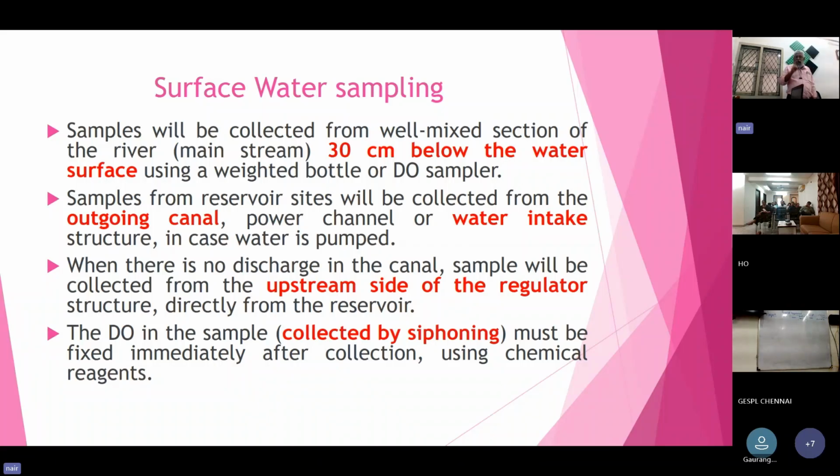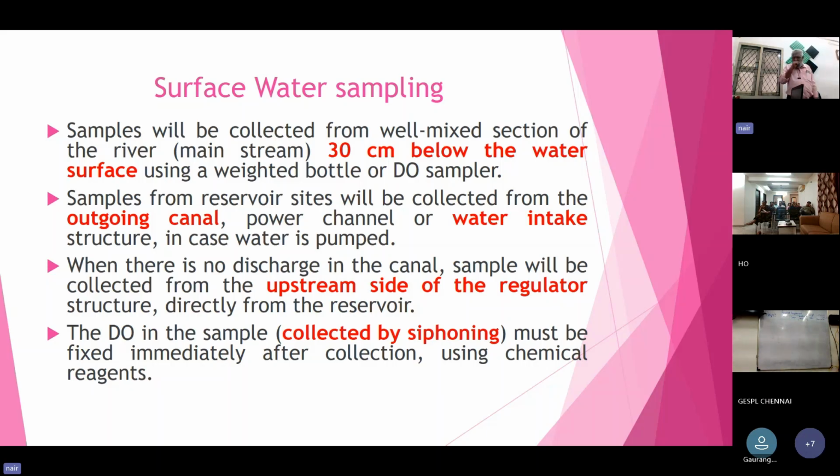Then by adding the manganese sulfate and alkali iodide azide, you will get a brown color. You shake it well. Once it is shaken, you may see that sometimes it becomes a white color, which means there is no dissolved oxygen. From the color itself, we can say how much the dissolved oxygen will be. If it is highly brown, then you can say that it has high dissolved oxygen.